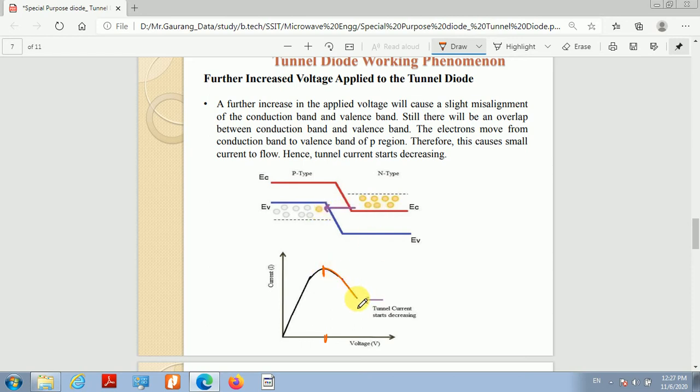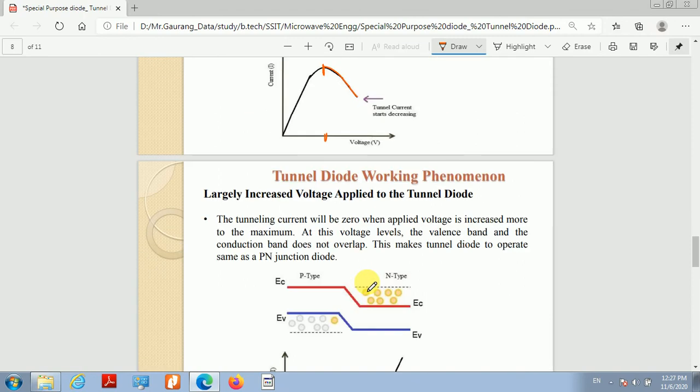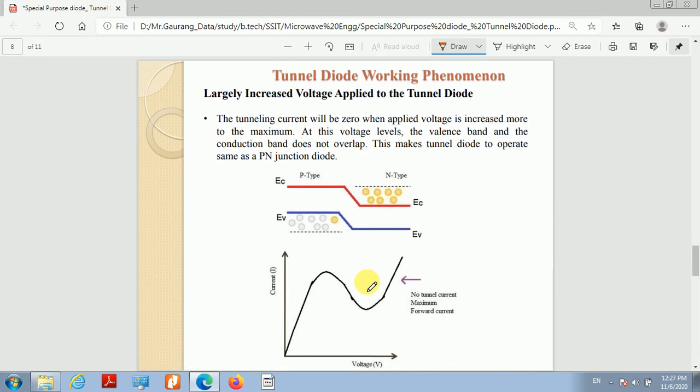So current starts decreasing. Okay, and again, if we apply a large voltage to the tunnel diode, then the tunneling current will become zero when the applied voltage increases to the maximum value, because at this voltage the valence band and conduction band do not overlap. The valence band and conduction band will not overlap each other, and if they do not overlap, then the tunneling current will not be obtained.